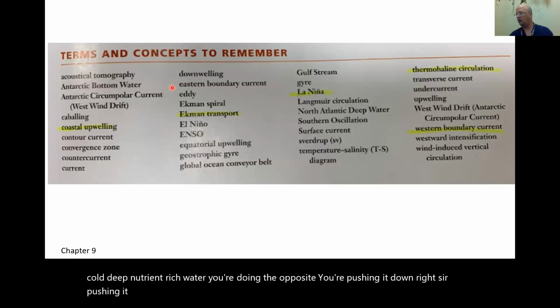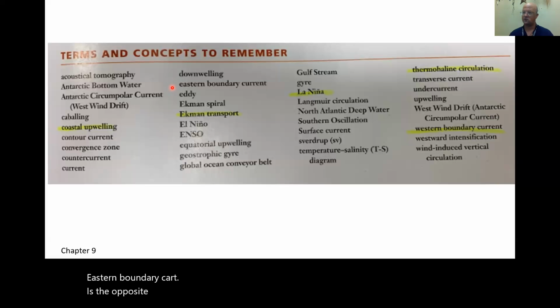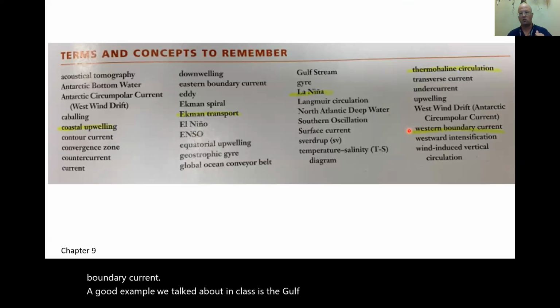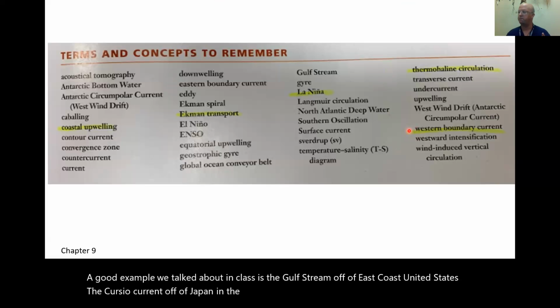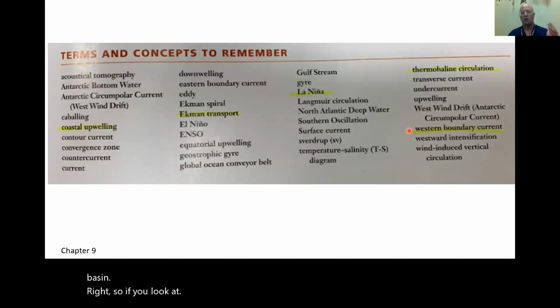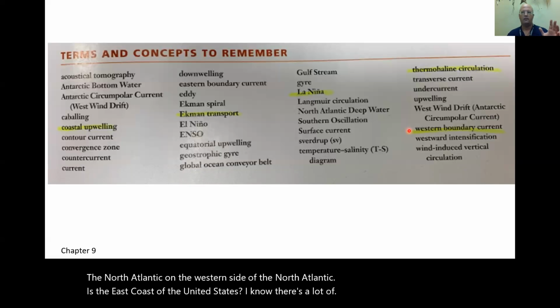Eastern boundary current is the opposite of western boundary current. So let's start with western. So a western boundary current, a good example we talked about in class is the Gulf Stream off of the east coast of the United States, the Kuroshio current off of Japan, and the East Australian current off of Australia. They're called western because they're on the western side of that particular ocean basin, right? So if you look at the North Atlantic, on the western side of the North Atlantic is the east coast of the United States. I know there's a lot of directions, right? North, south, east, west here.